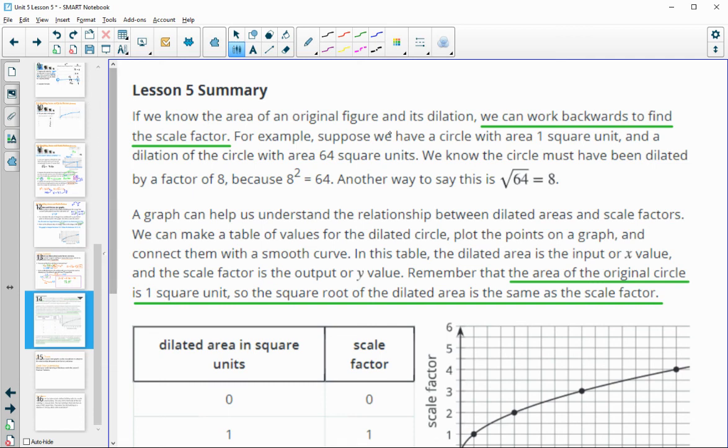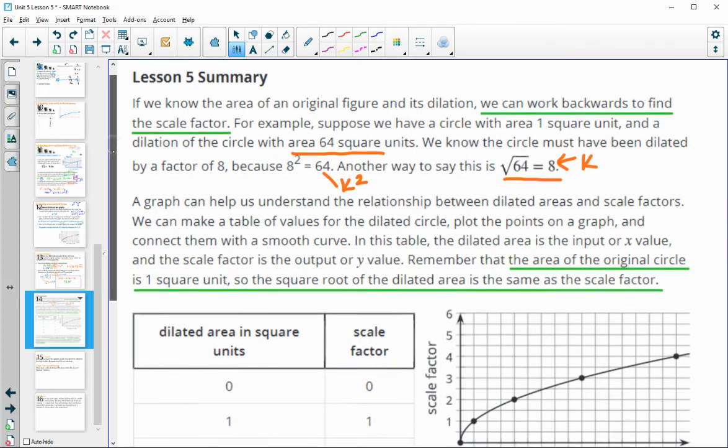All right, so we know that we can work backwards to find scale factor. So if we know how many times bigger the area is, that will give us our k squared factor. Okay, so that'll give us our area squared. And then we can just square root it to end up with our k. So if 64 is our k squared, then we can just square root it to get our k.